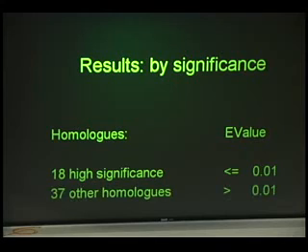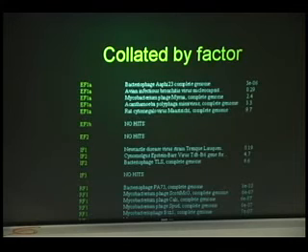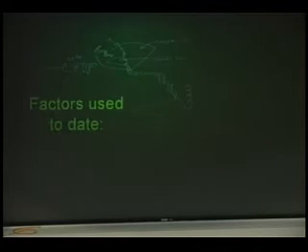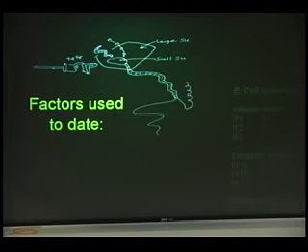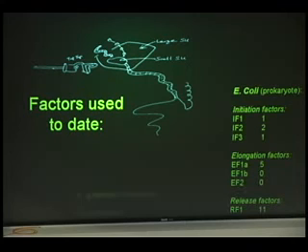Here is the homolog count segregated by the significance threshold of 0.01. We found 18 high significance homologs with an additional 37 homologs of lower significance. Earlier I mentioned that the analysis involved collation. Here the sort is by translation factor in the yellow left column. The number of homologs in each grouping is reported in the next slide. Here's a list of translation factors used to date and a count of their homologs, bacterial and human.